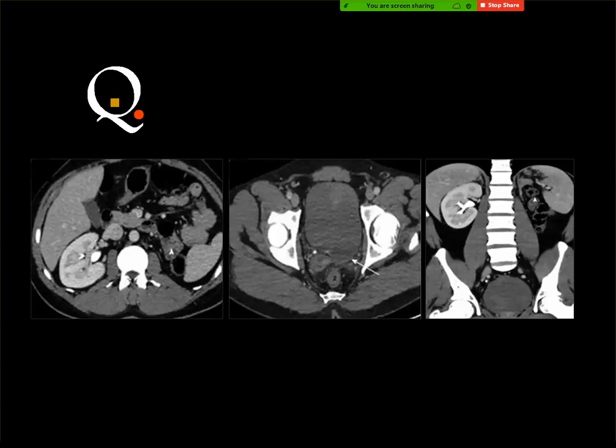Hypoplastic left kidney. Hypoplastic left kidney and renal stone. Renal stone on the right side. On the left side, do you see the left kidney?